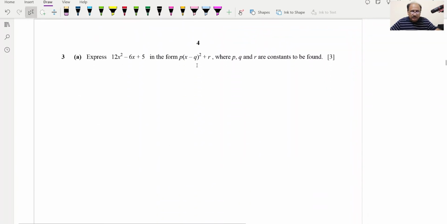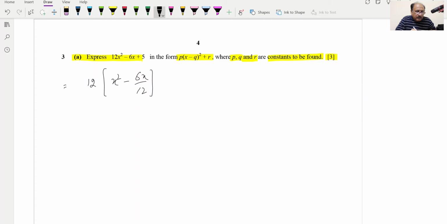Now question number 3. Question number 3 says express this in the form of this one, completing square, where p, q and r are constants to be found. This is a 3 marks question. First of all we will have to take the coefficient of x squared common, and inside remaining will be x squared minus 6x over 12 and plus 5.